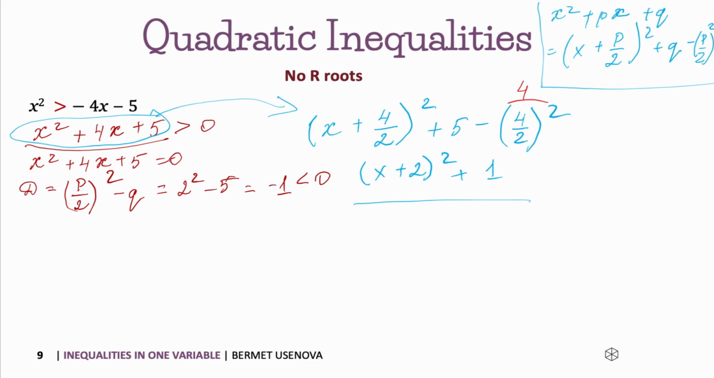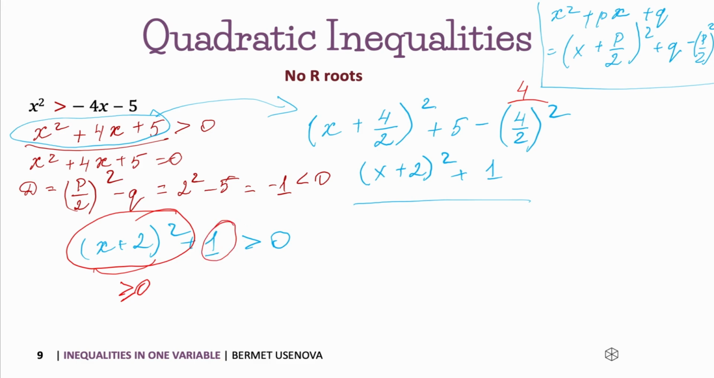Let's rewrite it again. x plus 2 squared plus 1 is greater than 0. Since squares are always greater than or equal to 0, if we put any number instead of x, it will always satisfy the inequality. For example, this will always be bigger than or equal to 0, and we add 1, it will be positive. So it means that any real number that we take will fulfill it. So that's why the solution set for this inequality will be all real numbers.